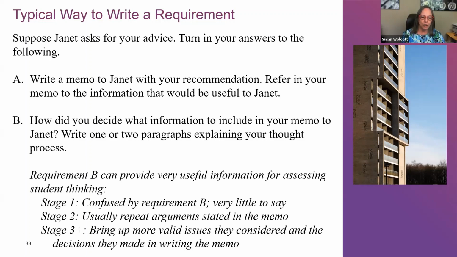Students at stage 2, and this is one of the ways you can figure out that a student's at stage 2, tend to just repeat themselves. So you'll get a response to part B that'll say something like, well, in the memo, this is what I thought, so that's what I said. They tell you, in effect, that they were being a biased jumper. They don't use that language, but they tell you, in essence, that they just had written to Janet what they thought.